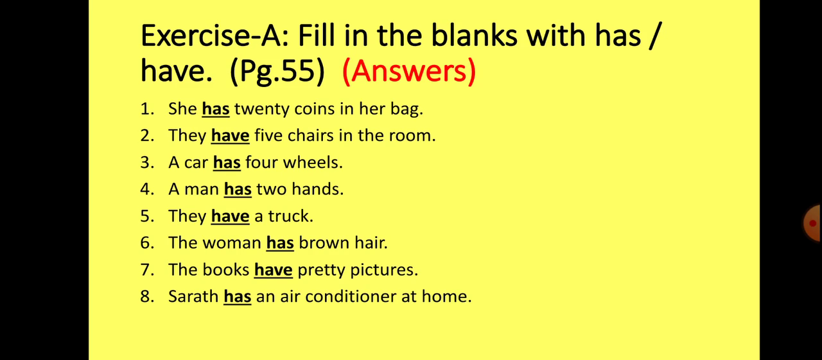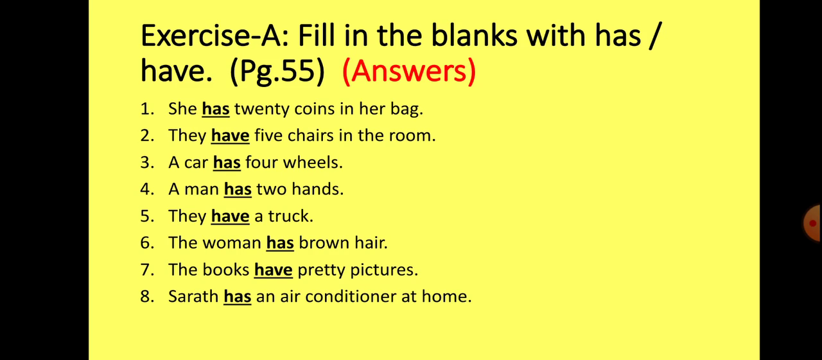So we have to use has here. So a man has 2 hands. Number 5, they. Again, it is plural subject. So we have to use have. They have a truck. The woman. Woman is one person. So has. The woman has brown hair.